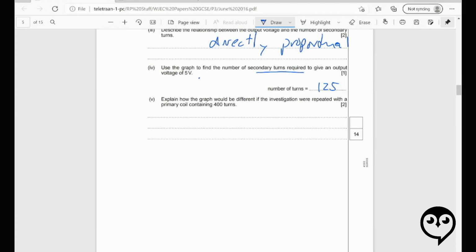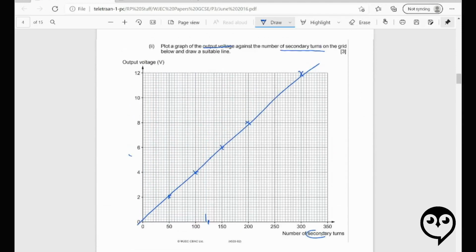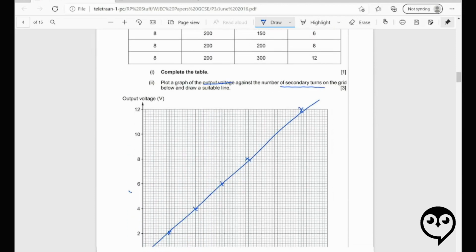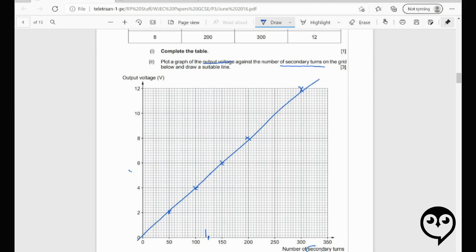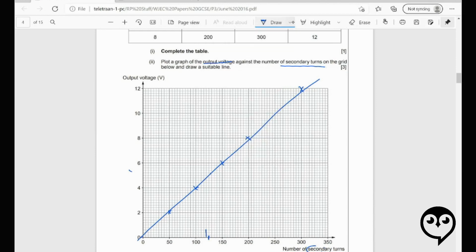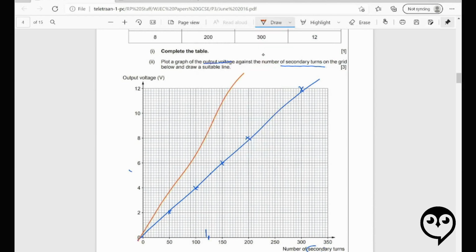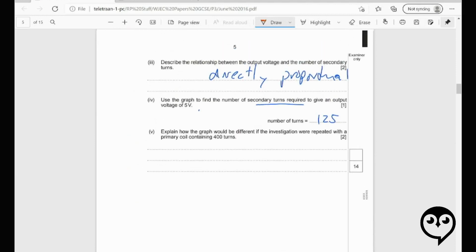Explain how the graph would be different in the investigation if it was repeated with a primary coil using 400 turns. Well, it was 200 turns. It's going to be 400 turns. If you've got 400 turns, we know that the more turns, the greater the voltage. So it'll still go through the origin, but I would imagine it needs to be a higher slope. It would be a higher gradient, something like that.